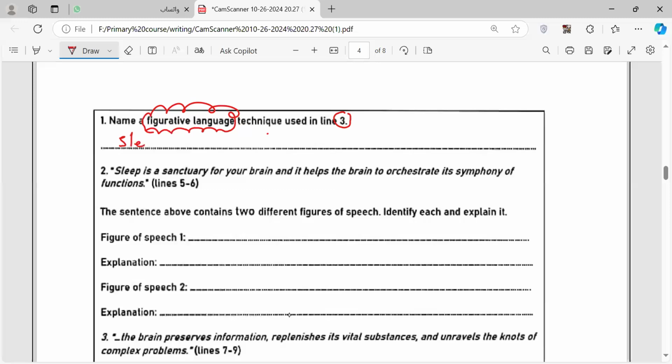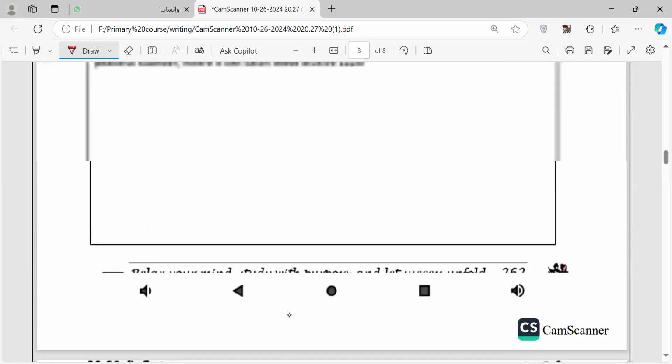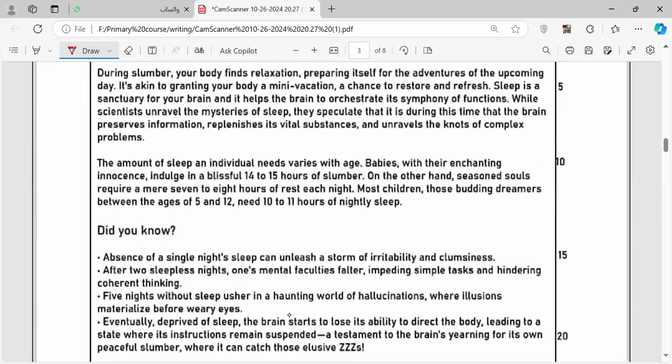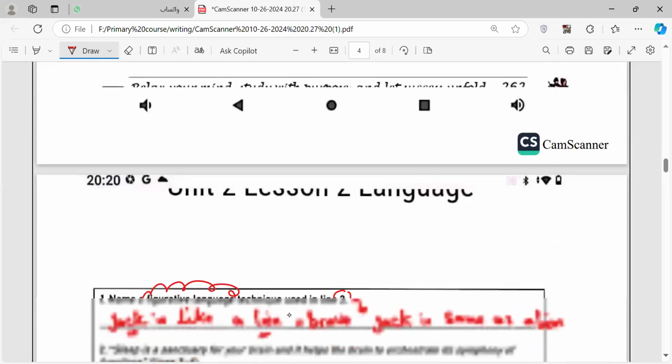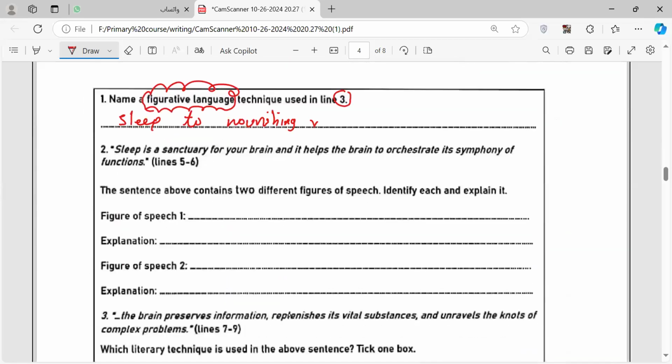He compared sleep to what? To nourishing, sorry, I forgot the word. He said nourishing what? Nourishing meal. Yeah, meal. Okay. Thank you, Abdullah, for your attention. Yeah, same as a nourishing meal.